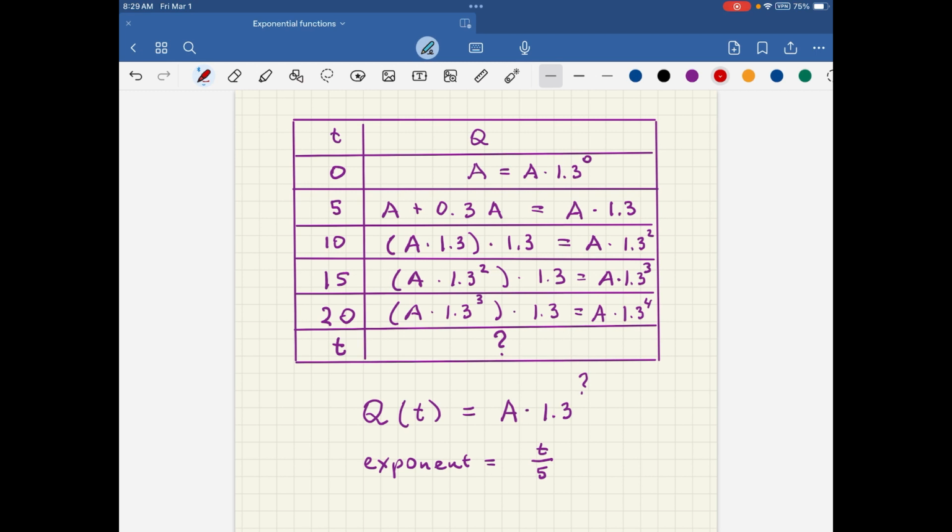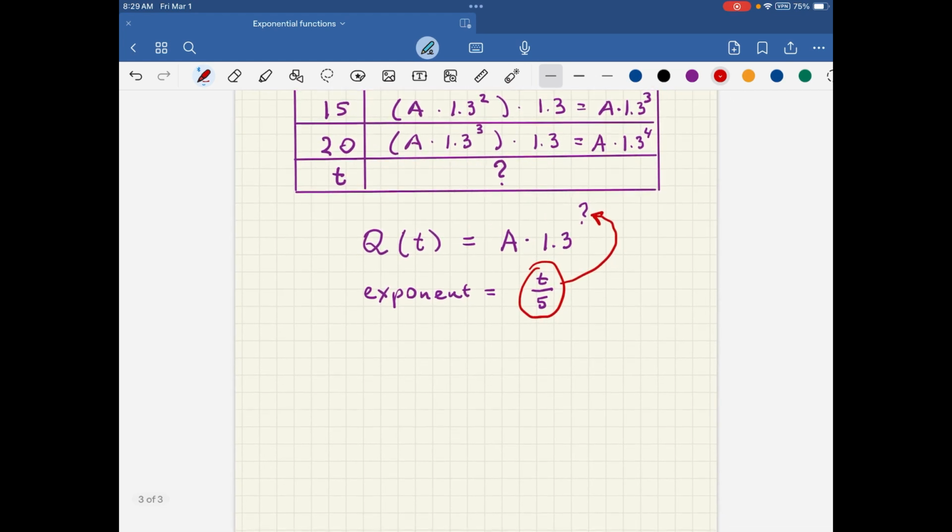And so we take that and input it into our formula, and our final result is Q of t equals a constant A times 1.3 raised to the power t divided by 5. So you can see that that is an exponential function as defined by the definition that I started with.